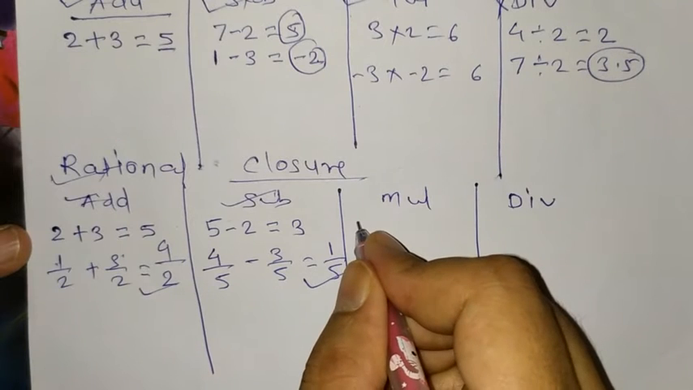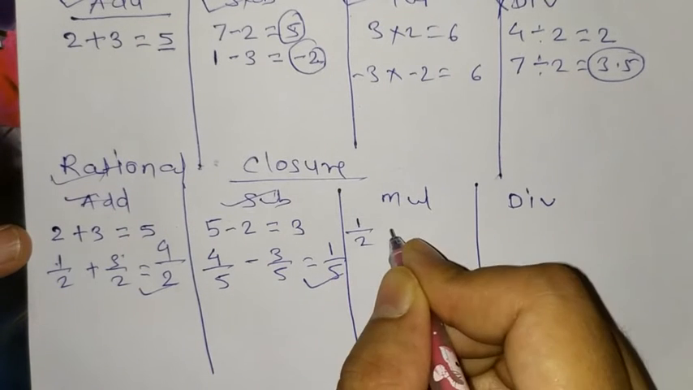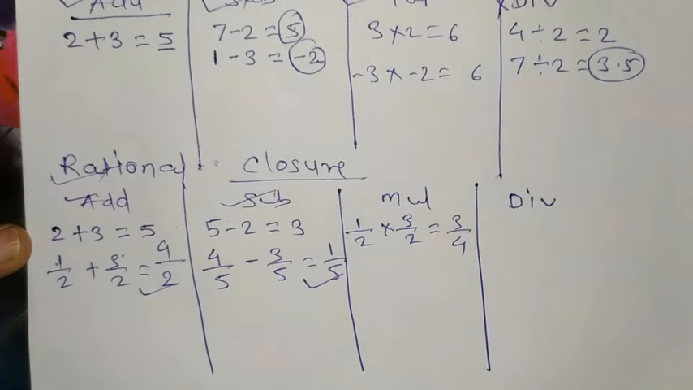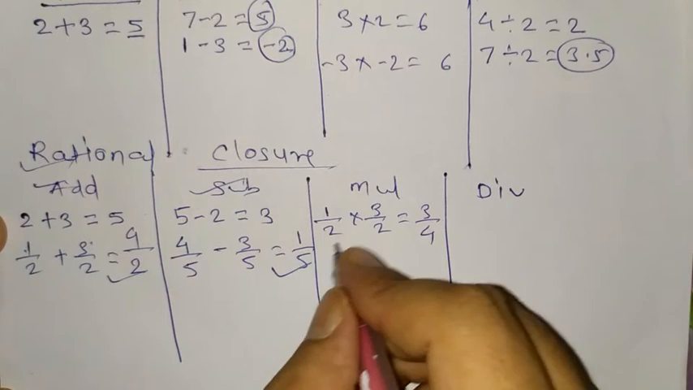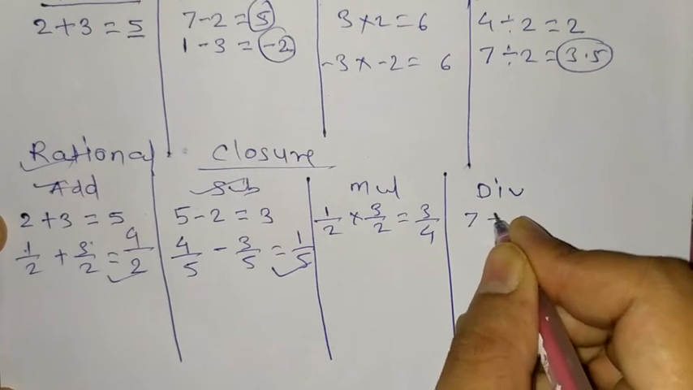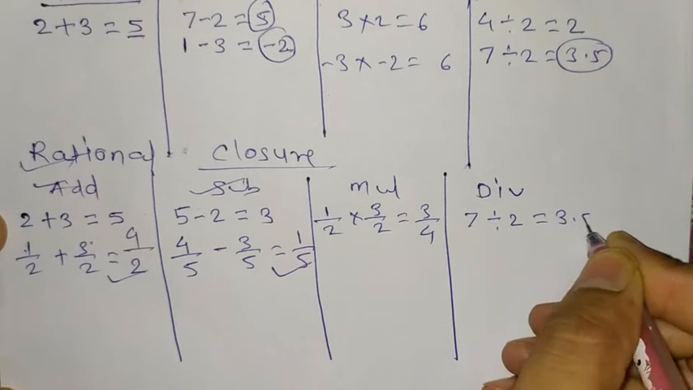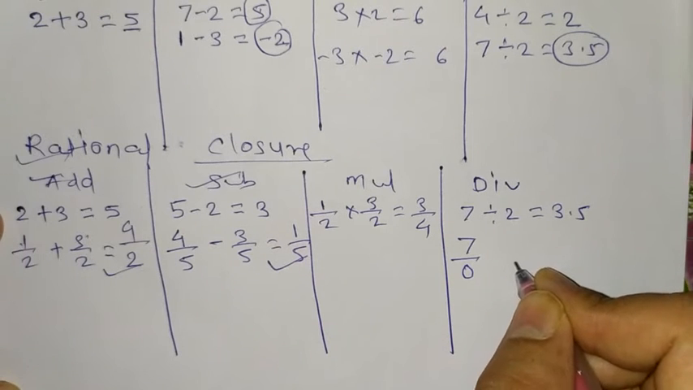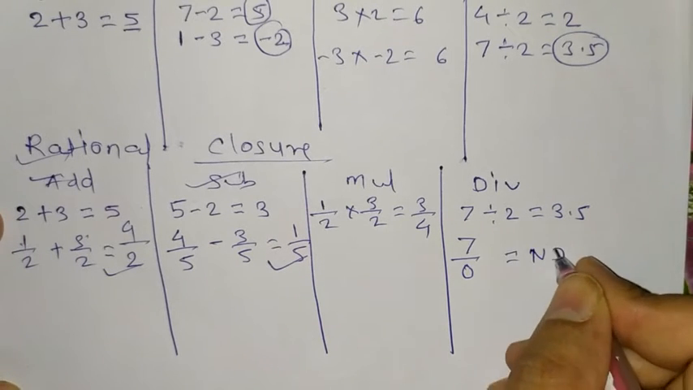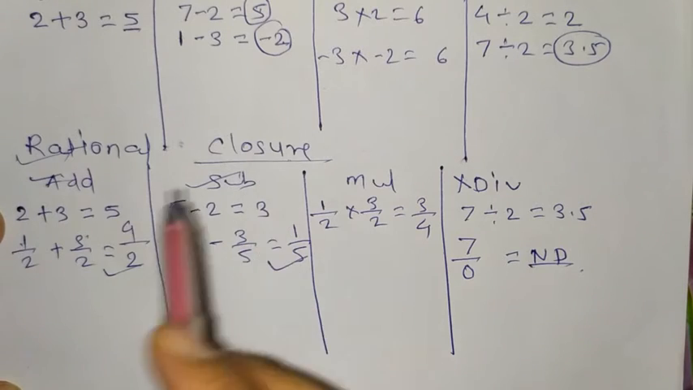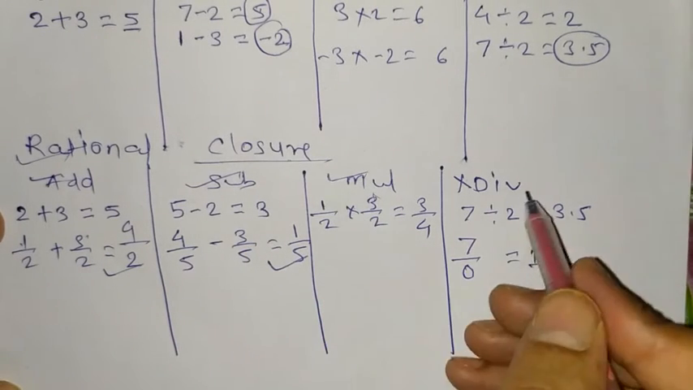In multiplication, if you take 1 by 2 into 3 by 2, here also we are getting a rational number, or you can take any simple number. Division, if I do 7 by 2, it is 3.5. It is rational, means it will be satisfied. But in the special case of 0, as I told you, we cannot divide by 0, otherwise we will get not defined, so the answer will not come in rational numbers, so it is not satisfied. So under the rational closure property, all are satisfied except the division.